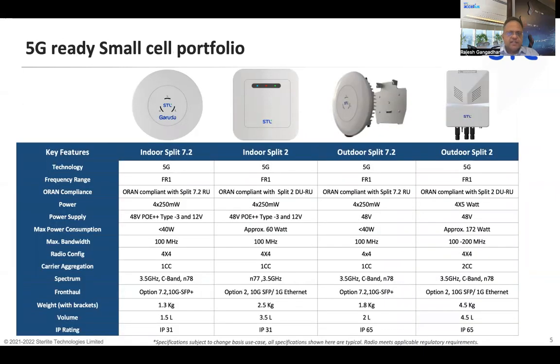This is a bit of a detailed slide, but again, the message here is that we are ORAN compliant with, on the small cell side, both the split 7.2 and split 2 configurations, with different bandwidth, MIMO configuration, as well as power. And these are sub-6 gigahertz. The indoor split 7.2 Garuda is actually a GA product we're shipping right now. The split 2 configuration is currently in development.